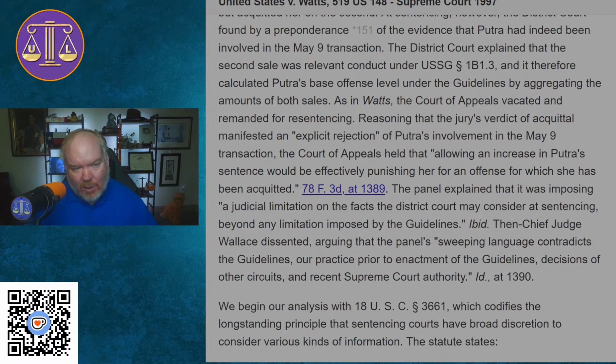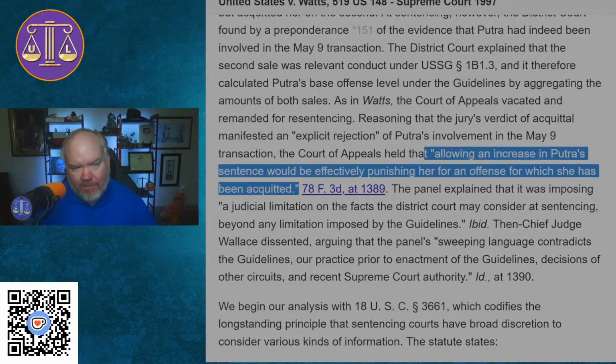As in Watts, the Court of Appeals vacated and remanded, reasoning that the jury's verdict of acquittal manifested express rejection of the whole 5 ounce thing. The Court of Appeals held that allowing an increase in Putra's sentence would be effectively punishing her for an offense for which she has been acquitted. We don't think that's really fair.